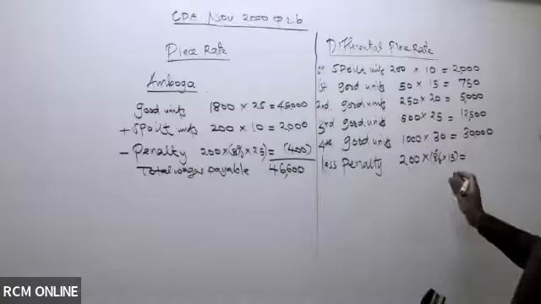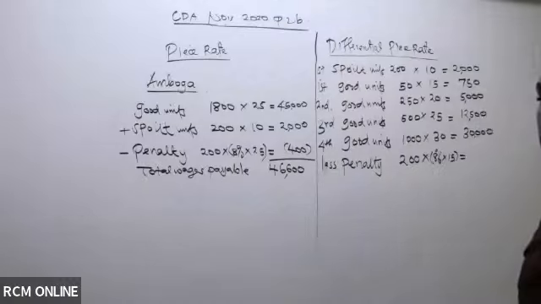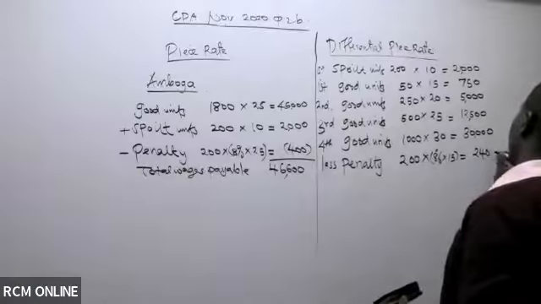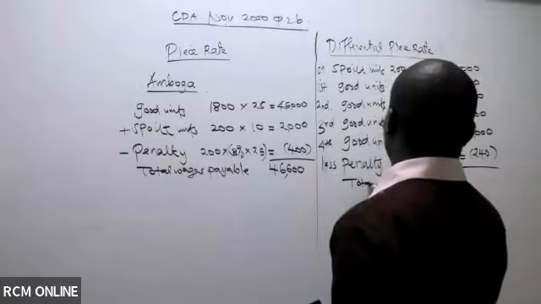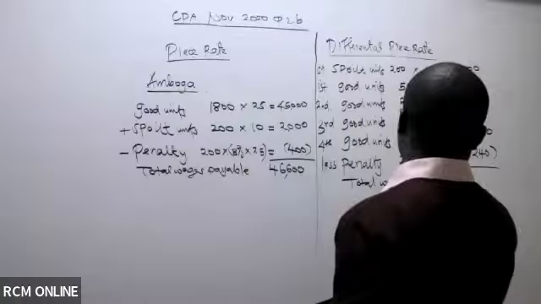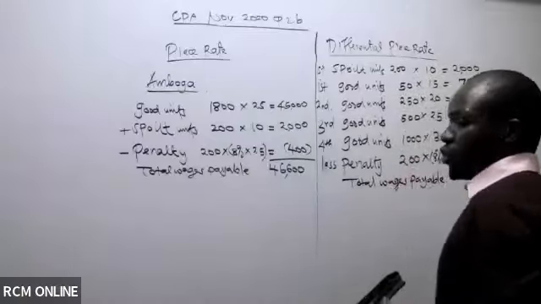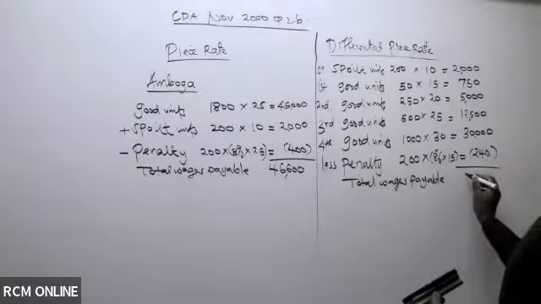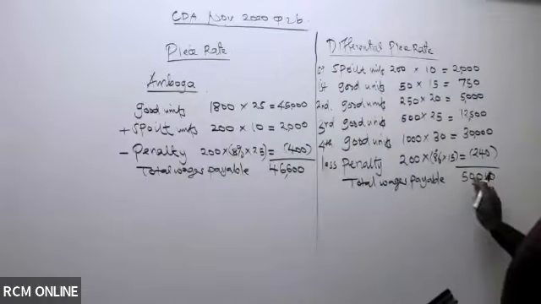When you take 1.2 by 200, what are you getting? 240. And we know very well that's a penalty, so we deduct. Can you give us the total wages payable? Total wages payable ni ngapi? Total wages payable is 50,010.